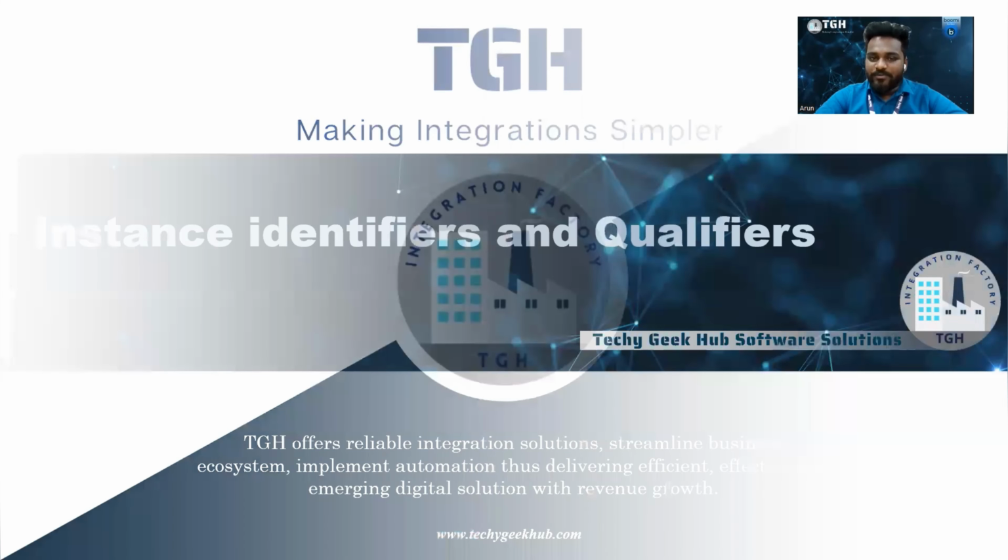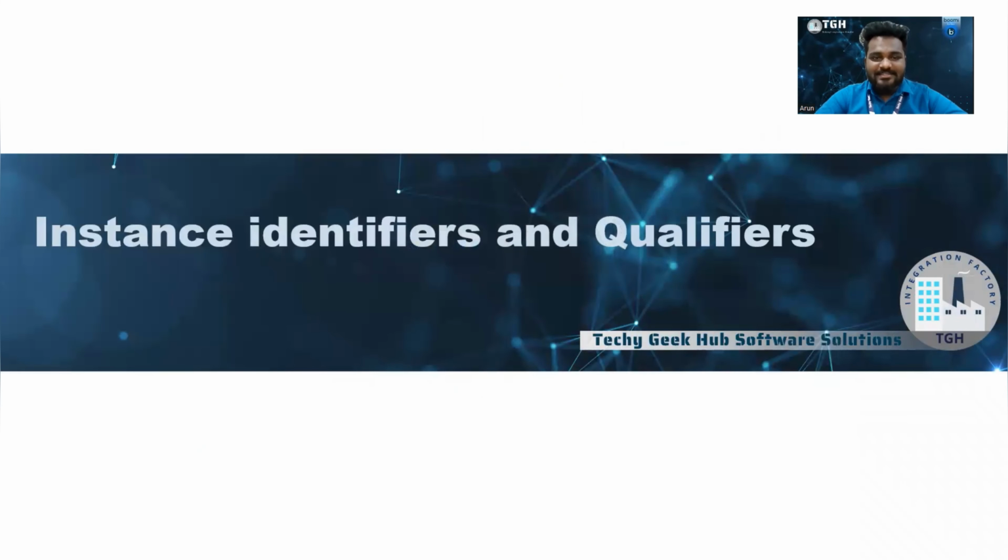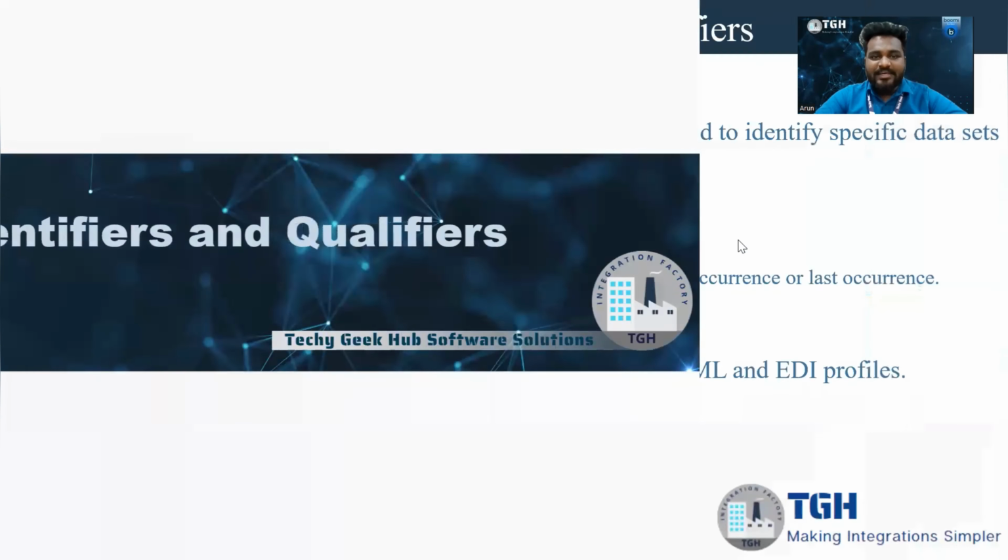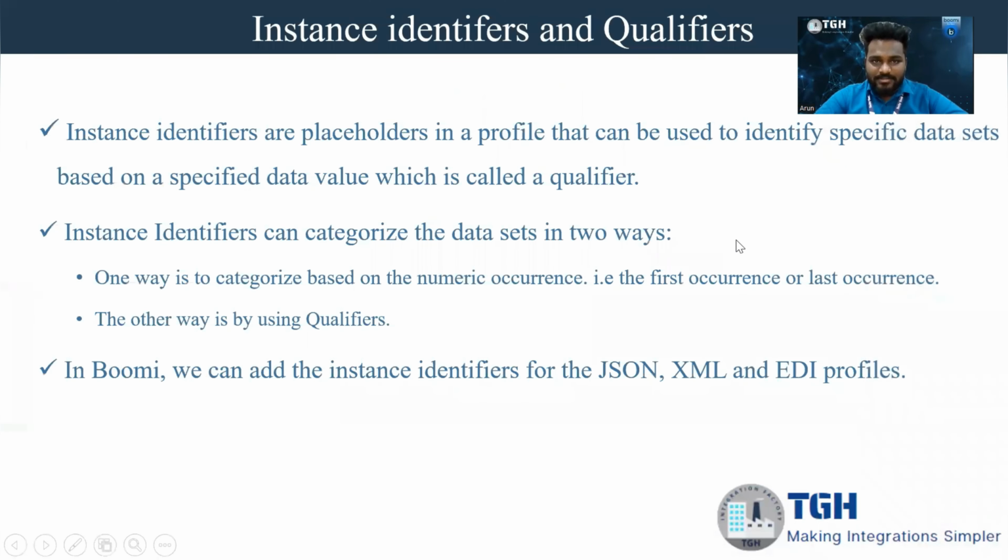In this video, we are going to cover the concept of instance identifiers and qualifiers. Instance identifiers are the placeholders in a profile that can be used to identify specific datasets based on a specific data value, which is called a qualifier. Instance identifiers can categorize the datasets in two ways. One way is to categorize the dataset based on the numeric occurrence, either the first occurrence, second, third, or last occurrence. The other way is to identify by using the qualifiers.